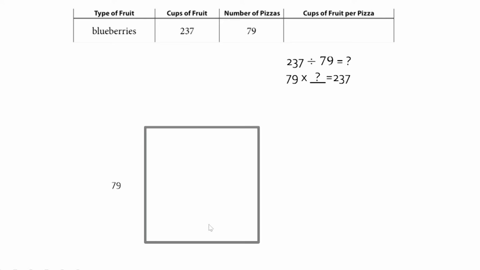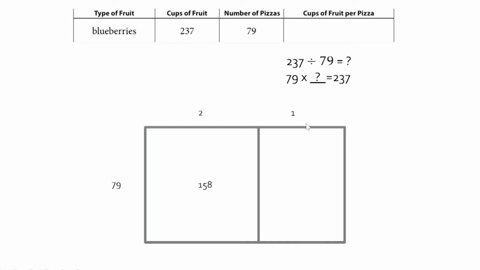I can't really do 79 times 10, and that's where I usually like to start. 79 times 10 would be 790. That's way too much. I think I'm going to go easy and start with just 2. 79 times 2. I can think 70 times 2 plus 9 times 2. 70 times 2 is 140. 9 times 2 is 18. So 140 plus 18 is 158. Now I'm at 158. I don't think I can do 2 more groups. I think that'd be too much, but I'm not quite to 237.